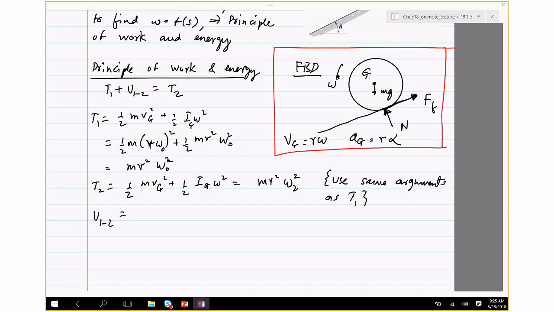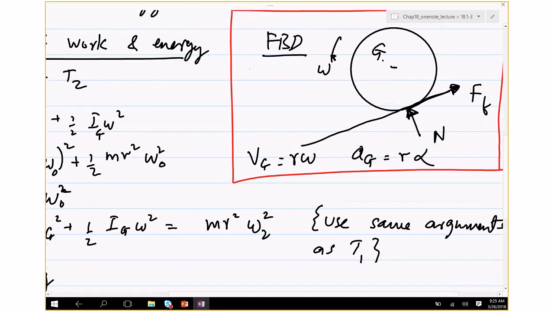What's the work done by the friction force? This point is always going to not move, right? It's instantaneously at rest. So the work done by the friction force is going to be 0. The only force left is mg. Now mg has two components. There's one component in this direction, and another component in that direction, the horizontal direction.